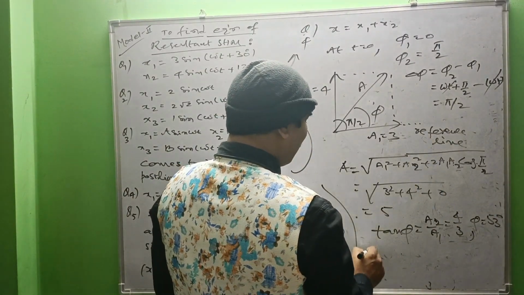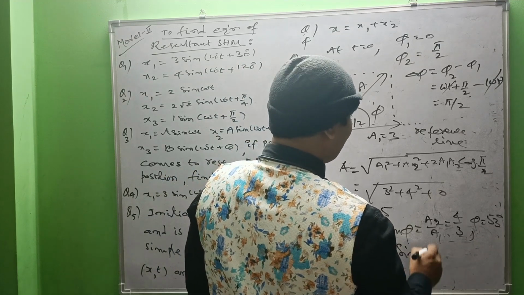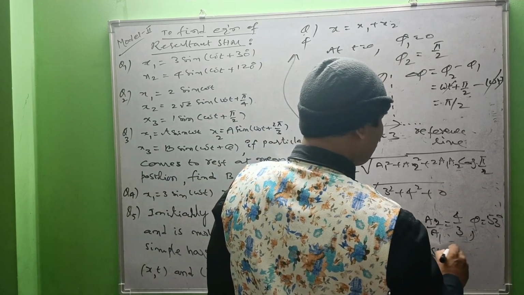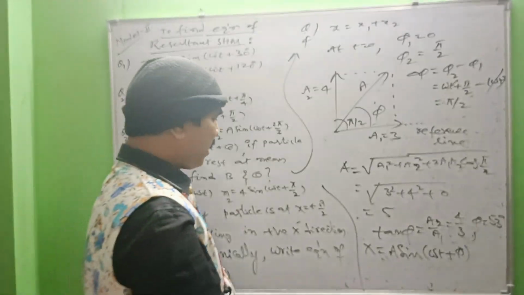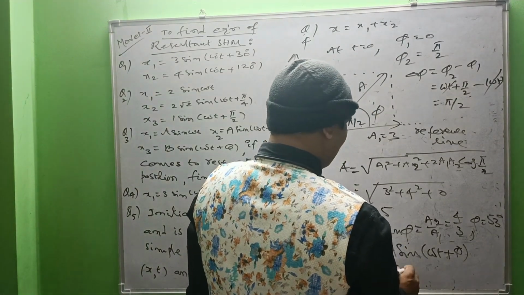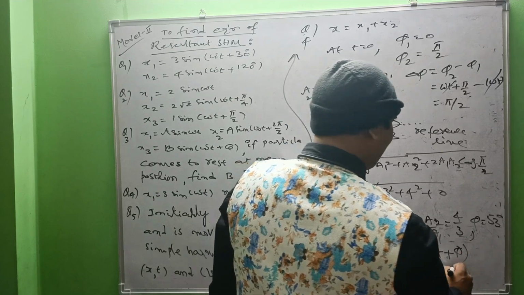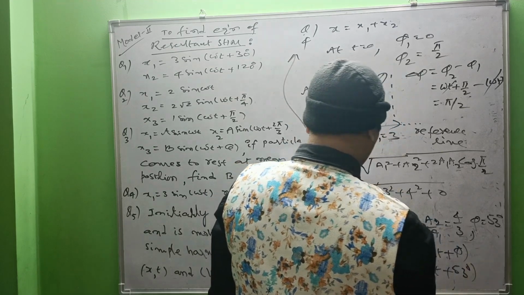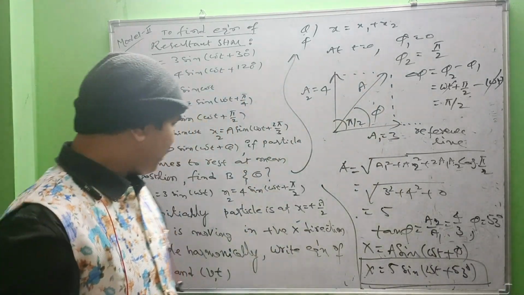So we have both A and the phase angle, the angle made by the resultant amplitude with the reference axis. So ultimately x equal to A sine of omega t plus phi is the final, valid general expression. A means 5, and phi means 53 degrees. So x equal 5 sine of omega t plus 53 degrees. This is the required expression for the resultant oscillation.